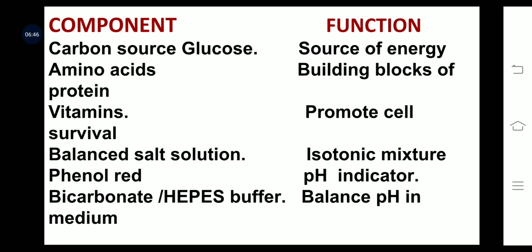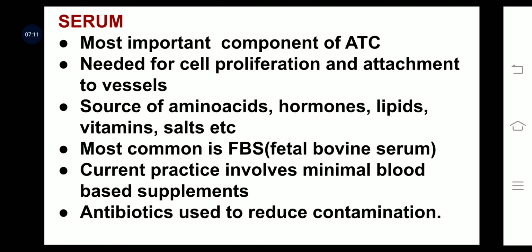Let's look at the components once again and their functions. Carbon source glucose is the source of energy. Amino acids are the building blocks of proteins. Vitamins promote the cell survival and proliferation. Balanced salt solution helps in isotonicity, that is, maintains the osmolarity. Phenol red is the pH indicator. Bicarbonate or HEPES buffer in the medium balances the pH.